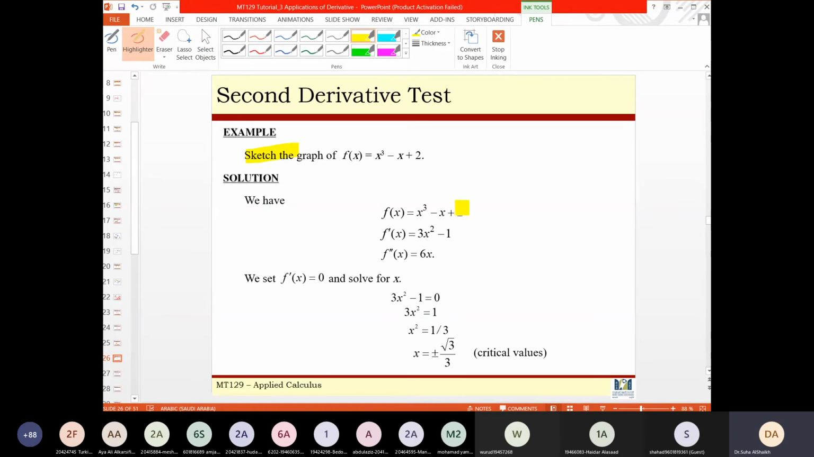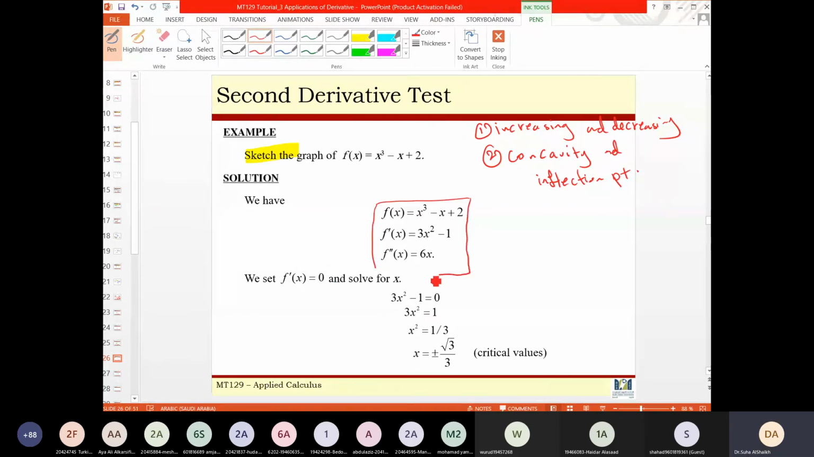First, they will study the increasing and decreasing. Second, they will study the concavity and inflection point. So let's see. First, I need F dash, I need F double dash. F dash of the function is 3x squared minus 1. F double dash of the function is 6x.